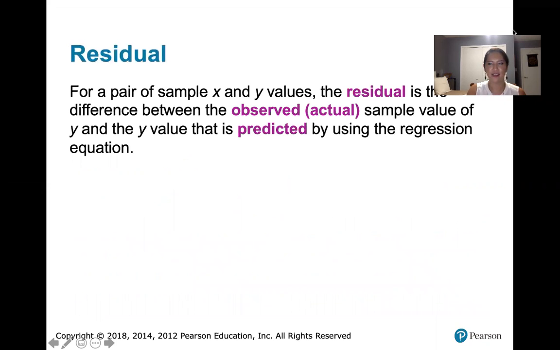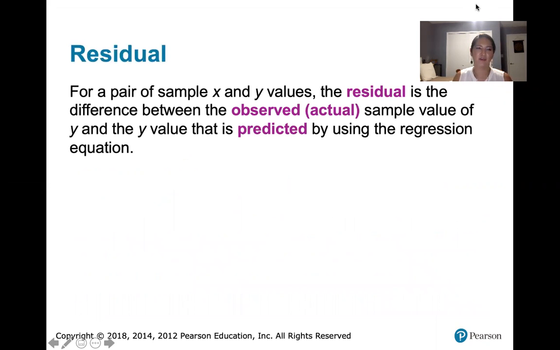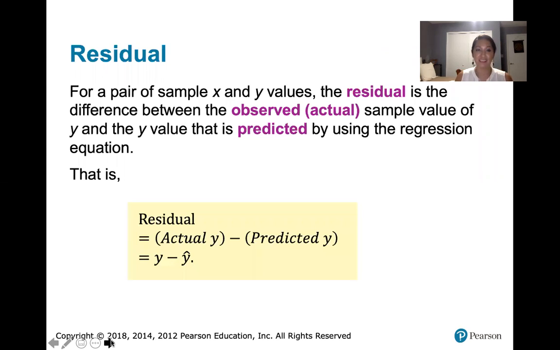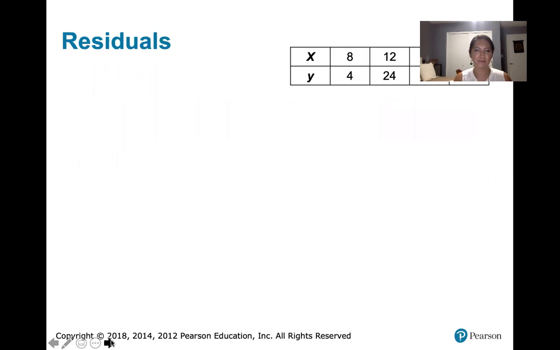So to start, let's define this term residual. For a pair of sample X and Y values, the residual is the difference between the observed sample value of Y, or the actual sample value of Y from our sample, and the Y value that is predicted by the regression equation. Or in other words, the residual is the actual Y value that we observe minus the predicted Y value from the regression equation. It's just Y minus Y hat.